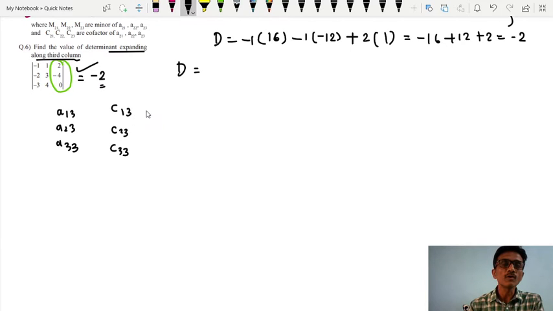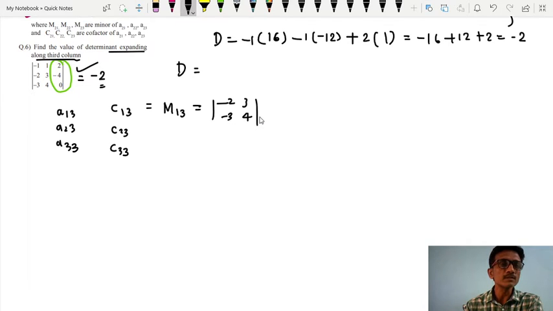C13: 3 plus 1 is 4, that is an even number. So C13 is equal to M13. And what is M13? The value of the determinant, C13, that is M13. M13 means the minor of this element, that is the minor of the element in the first row and third column. So delete the first row and third column, then minus 2 3 and minus 3 4 are the elements.